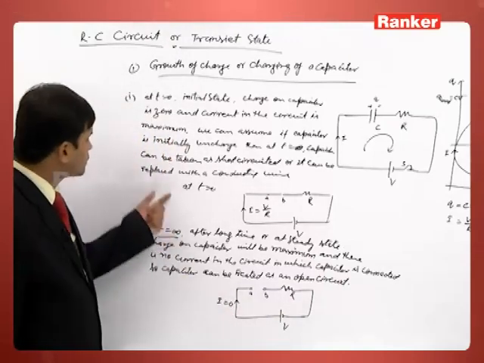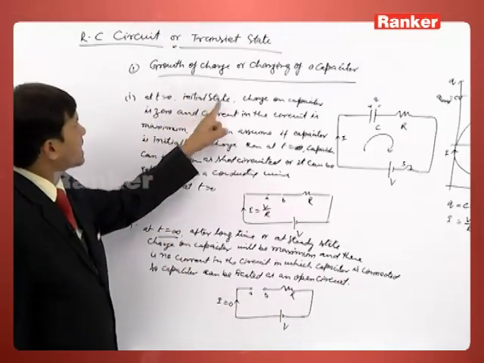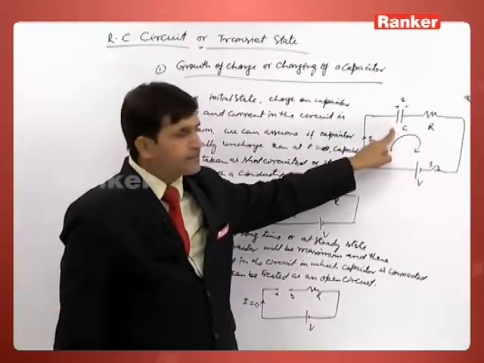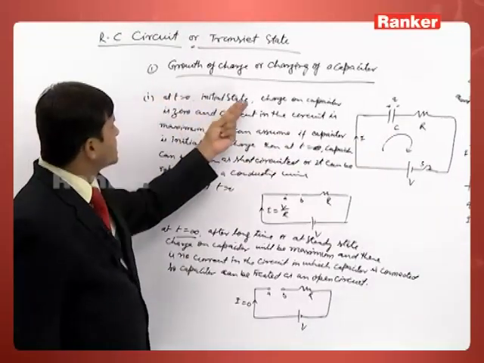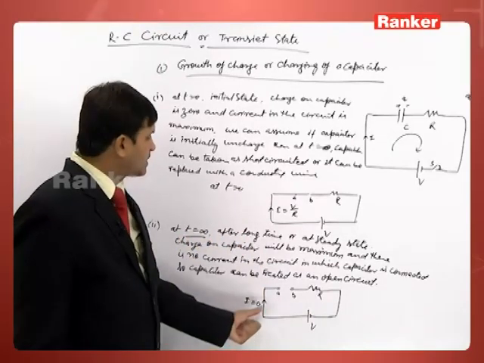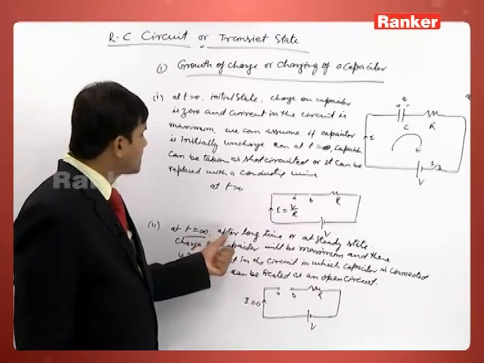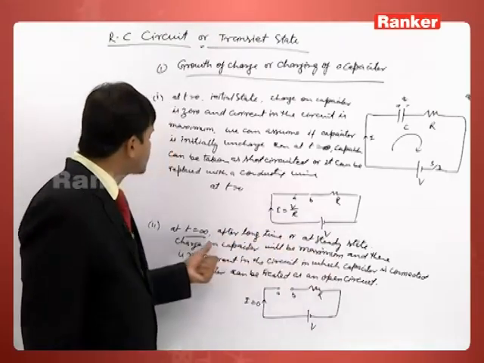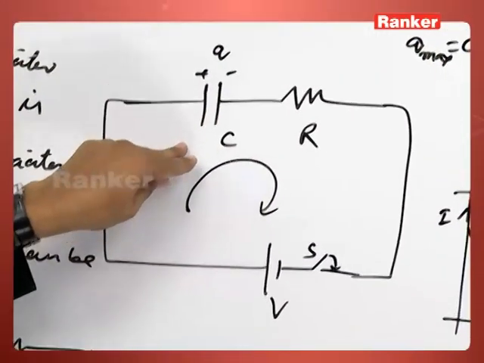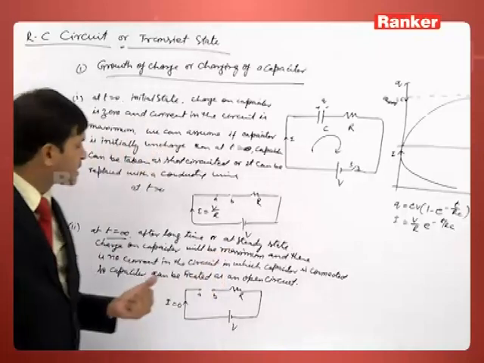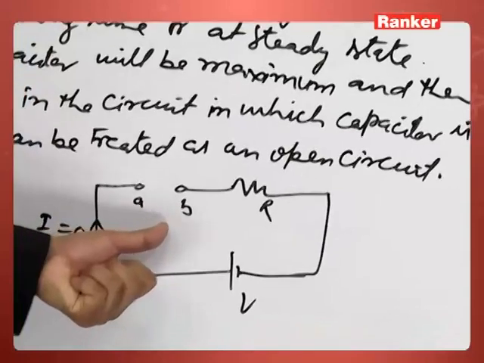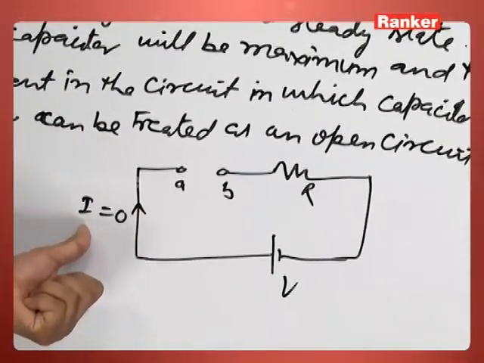So what are these two points? If the initial charge on the capacitor is 0, or the capacitor was uncharged initially, then at t equal to 0, the initial state, the charge will be 0, but at t equal to infinity the charge will be maximum. That maximum situation at t infinity is called the steady state. Steady state means further flow of charge has stopped. It means the capacitor is now fully charged. When the capacitor is fully charged, the further flow of charge stops, so current in the circuit will be 0.